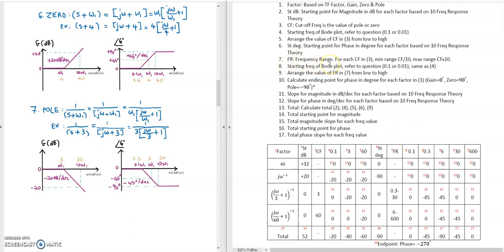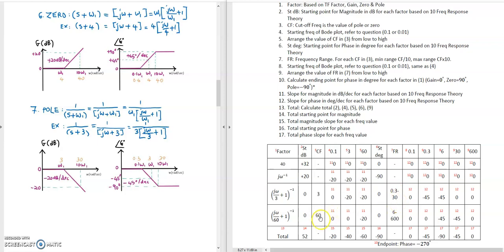The next column is number 7. FR is the frequency range. Be careful, listen carefully. For the frequency range, for each cutoff frequency in column number 3, the minimum range is cutoff frequency divided by 10. We do not have a cutoff frequency for the constant and the pole at origin, so there is no frequency range. For the poles, based on theory number 7, they have cutoff frequencies at 3 and 60. We do this one first. If the cutoff frequency is 3, the minimum frequency range is 3 divided by 10, which is 0.3. The maximum range is cutoff frequency multiplied by 10, so 3 multiplied by 10 is 30. So the frequency range is between 0.3 and 30.